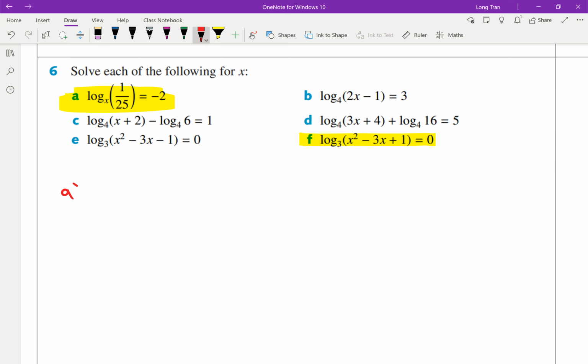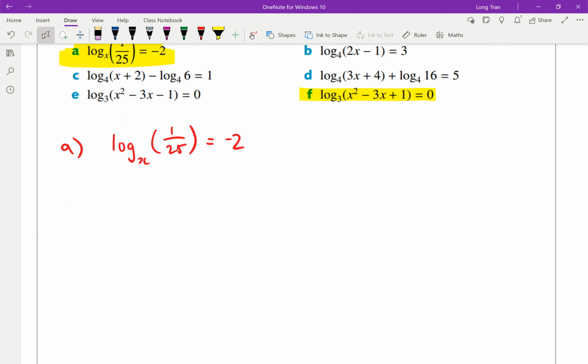Let's do log base x of 1 on 25 is equal to -2. If I were to solve this, same thing, I would first probably change that 1 on 25 to 5 to the power of -2. Okay, and that's equal to -2 there.